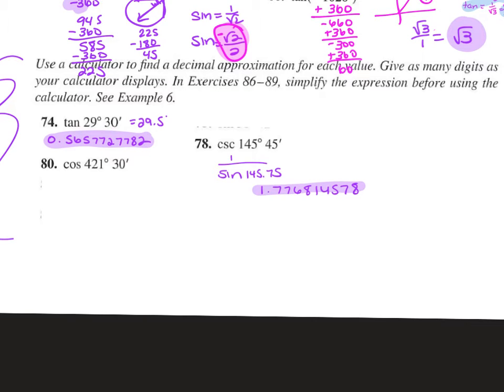And the last one, this 30 over 60 again would be 421.5 cosine 421.5. And I get 0.4771587603.